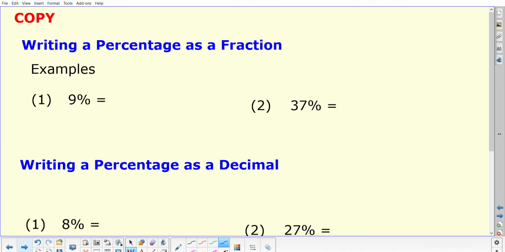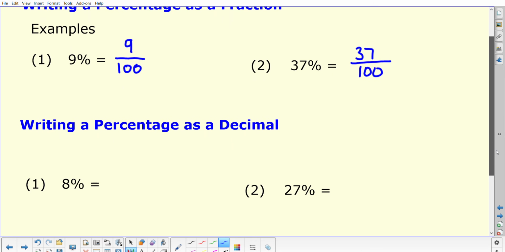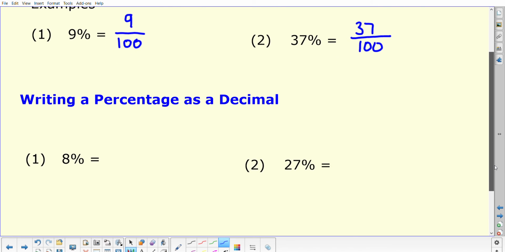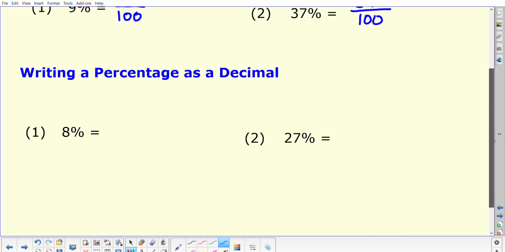For today, what I'd like you to do is make sure you copy this. You can pause the video as we go along, but copy it into your jotter. Write the blue parts as well, writing a percentage as a fraction. So just a little bit of a recap on this. As we've already said, if you're asked to write 9% as a fraction, it's going to be out of 100, so 9% equals 9 out of 100. Therefore 37% would be 37 out of 100. That's how you write a percentage as a fraction. You just remember that the bottom of the fraction needs to be 100.